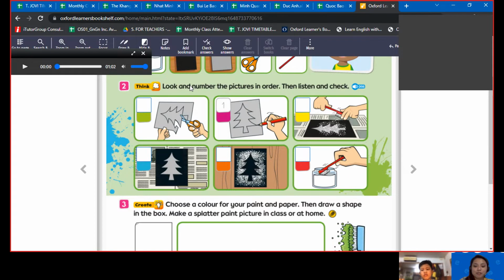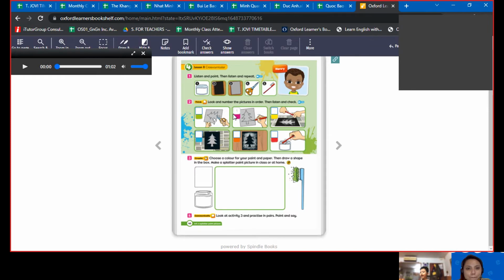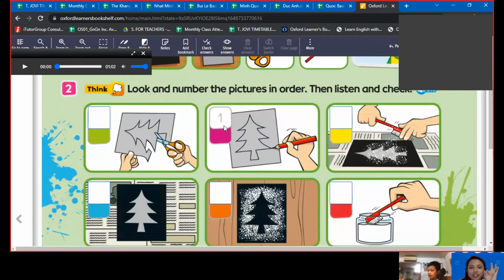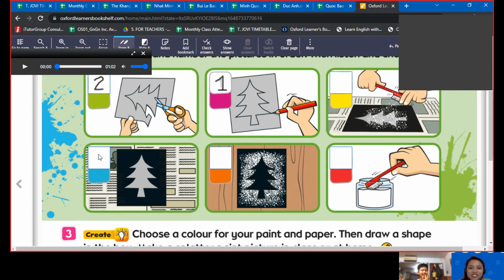Okay. So, well, now, Khang, what is number one? One is? What is number one? Pink. One is pink. Very good. How about number two? Two is? Green. Three. What is number three? Three is? Yellow. Blue. Three is blue.